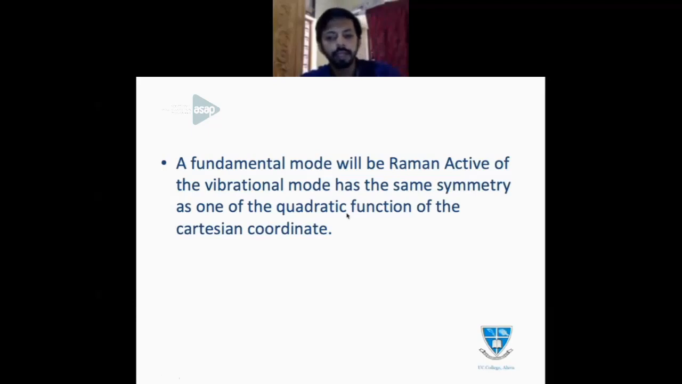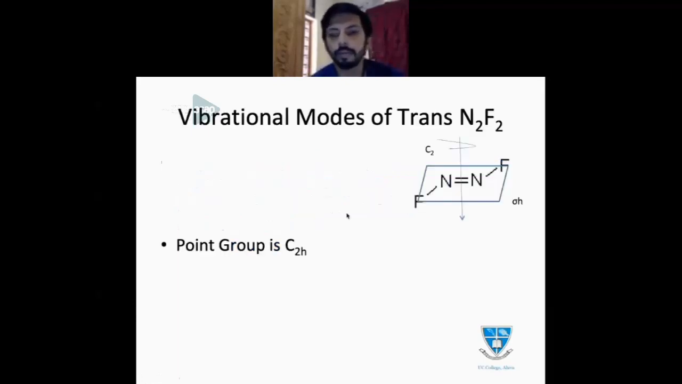In order to understand this IR activity and Raman activity, we move to another example, the vibrational modes of trans N2F2. Since time is constrained, I am going a little bit faster. We have already discussed all the steps regarding the determination of vibrational modes. The point group is C2h, with a C2 axis and a sigma h plane.